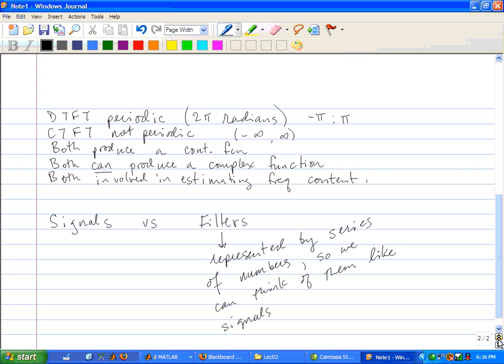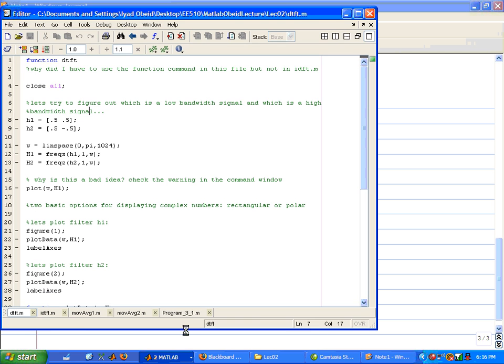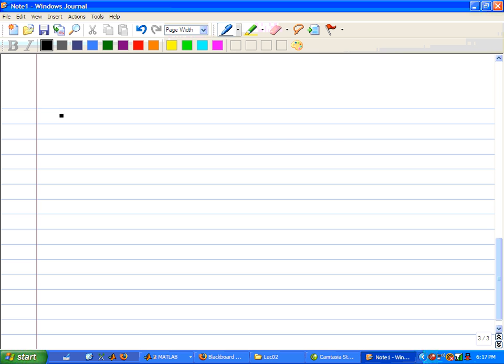as we barrel ahead. So the MATLAB example I want to do is we're going to look at two numbers. I don't want to do x, let's call it h. So we're going to look at a function called h of n. This is just a discrete sequence with just two numbers in it, right? So a half, a half. In fact, this is like a moving average filter with length 2. Okay? So the question is, is this a low-frequency signal or a high-frequency signal? And how could we figure that out?